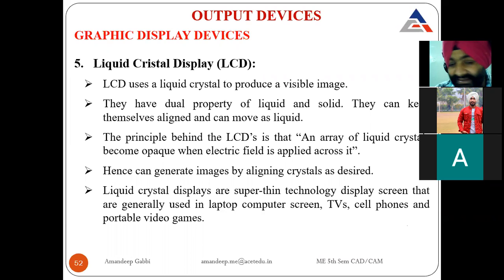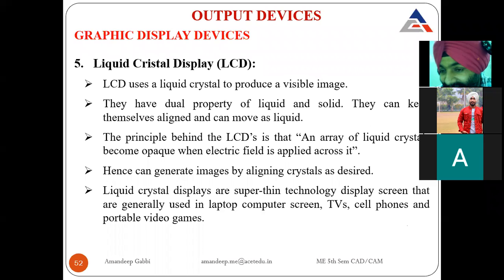The principle behind LCD is that an array of liquid crystals becomes opaque when an electric field is applied across it. When you apply an electric field across some liquid crystals, they align themselves and become opaque, and it generates an image. Hence, we can generate an image by aligning crystals as desired. So they align themselves and they generate an image. They glow when an electric field is applied. They align themselves and they become opaque.